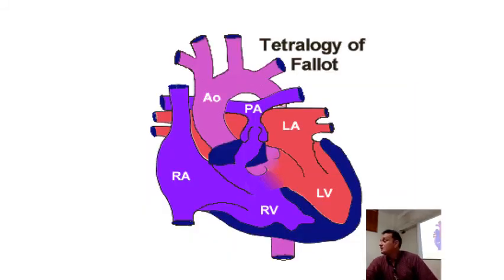Tetralogy of Fallot. This is again part of your FCPS training. This is the most common cyanotic congenital heart disease, and you have 4 components. What are those?